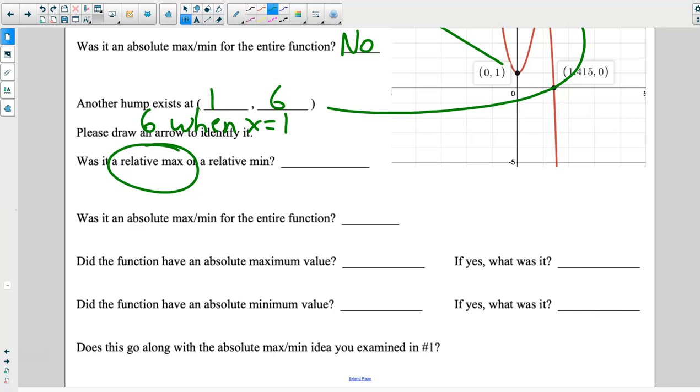So was it an absolute max or min for the entire function? Did we have one? No. So actually I can just cross this off and put no for both of these as well down there. And that kind of goes along with the idea we had on our first one, which was if you have an odd function, you should not expect to have an absolute max or a min. Any questions?